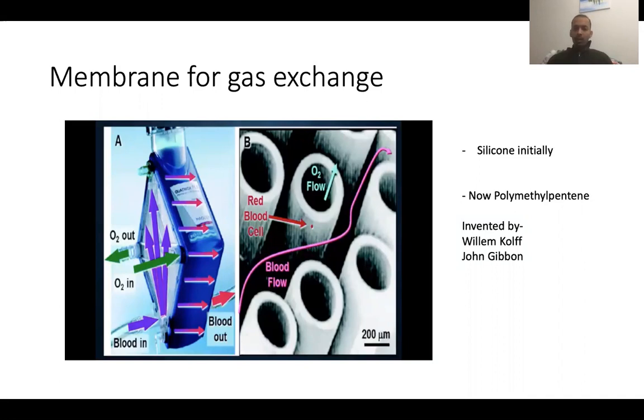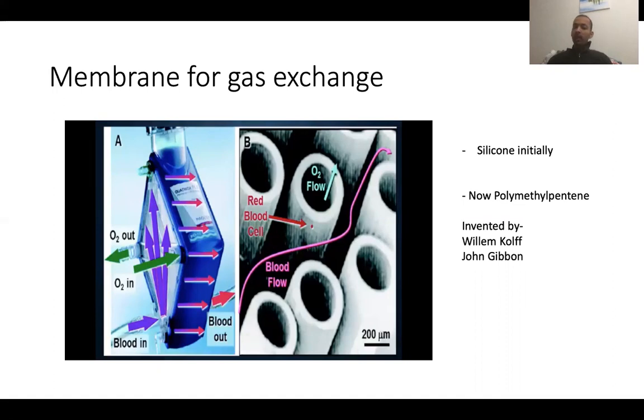And there is one important thing to know, which is that propofol happens to interact with the silicone membrane when used as a sedative, right? And therefore, you have a likelihood of plasma leak that can happen when you use propofol, especially for a longer period of time. So that's one of the reasons why we've moved on to polymethylpentene.